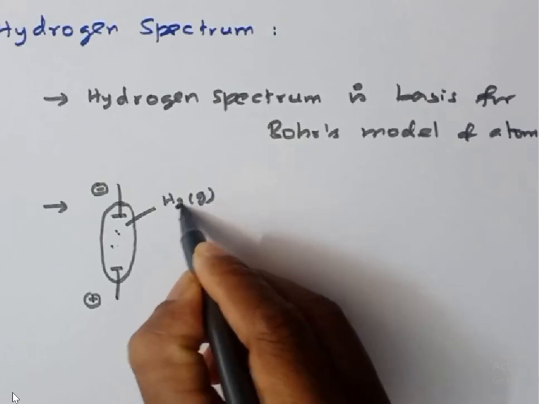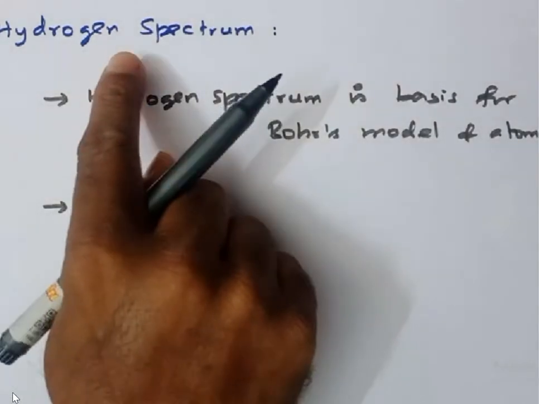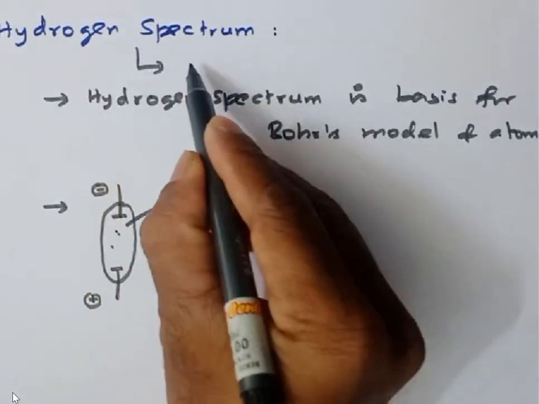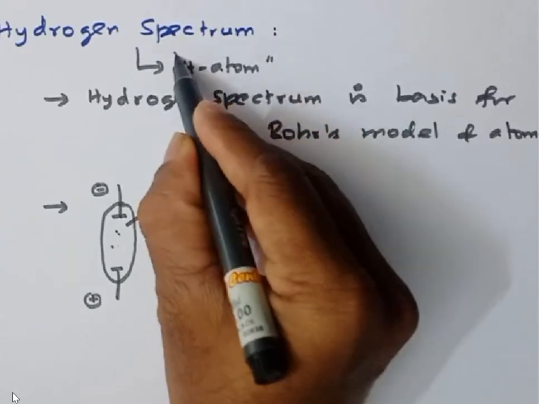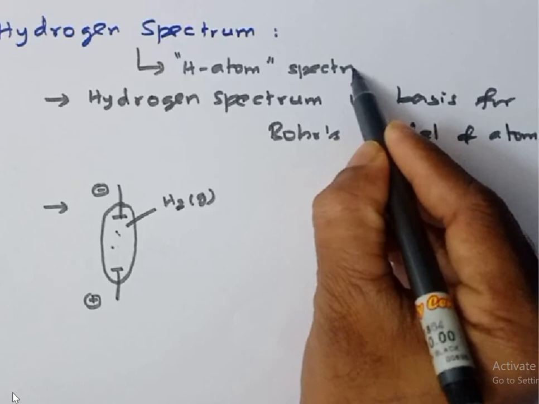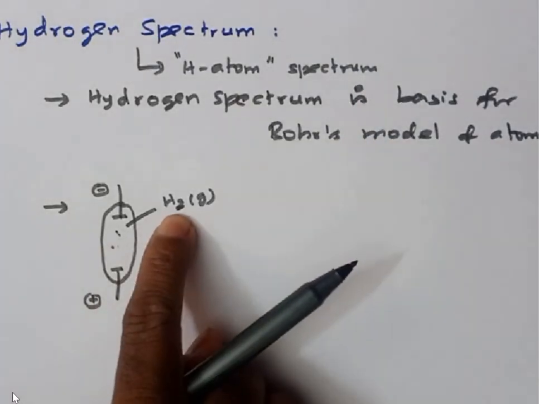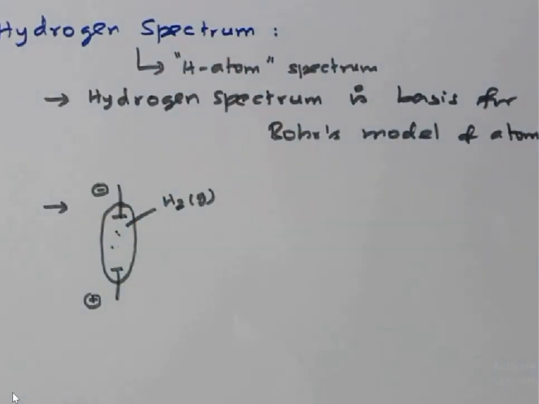H2. You know very well, in the gaseous state you have only hydrogen molecules. But the hydrogen spectrum is the spectrum for the hydrogen atom. Hydrogen spectrum is nothing but the hydrogen atom spectrum. It is not the hydrogen molecular spectrum. H2 means molecule, it is not molecular spectrum. It is the hydrogen atom spectrum. So actually we take hydrogen gas in a discharge tube.